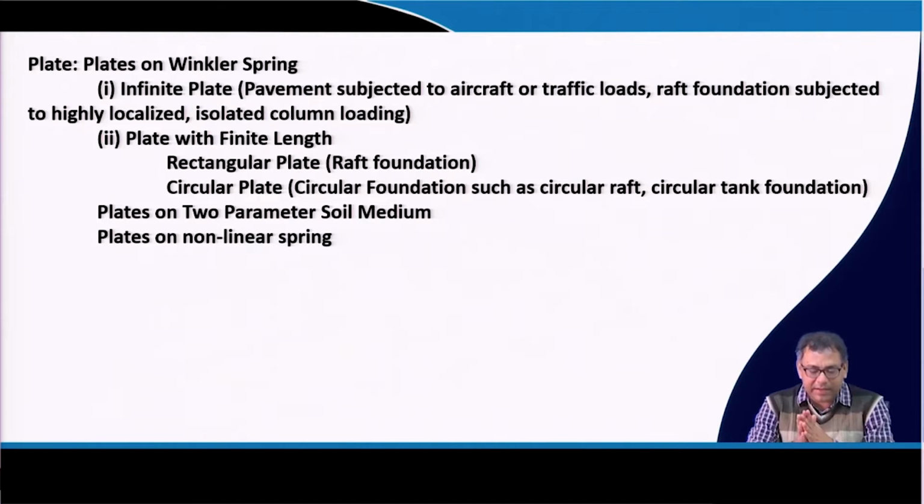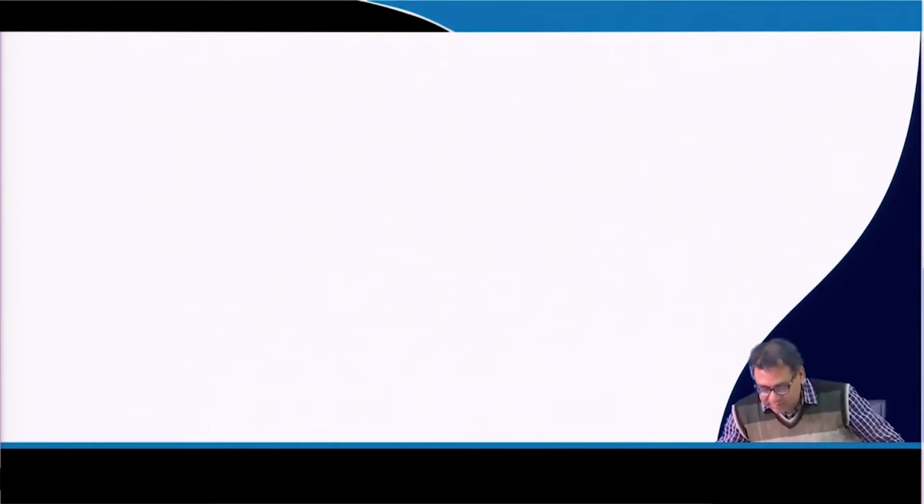Then a plate with finite length can be a rectangular plate with finite L and B. Then a circular plate can be a circular raft foundation or tank foundation, and similarly it can be on the 2 parameter model, and nonlinear spring and time dependent effects can all be incorporated. That means circular rafts and circular tanks can be idealized by plate also. I have already discussed which conditions will be idealized by beams, and these are the conditions which you can idealize by plates. But I will discuss first the beam resting on spring.